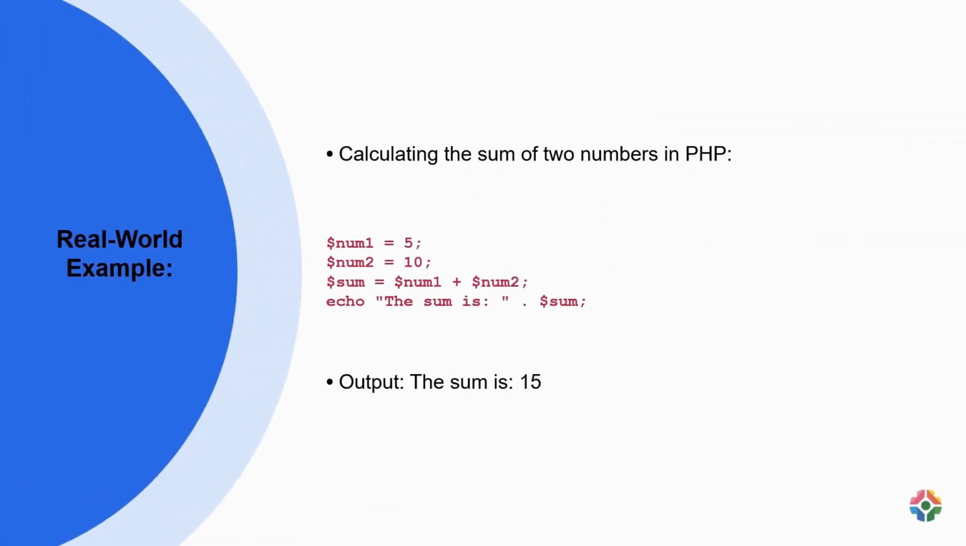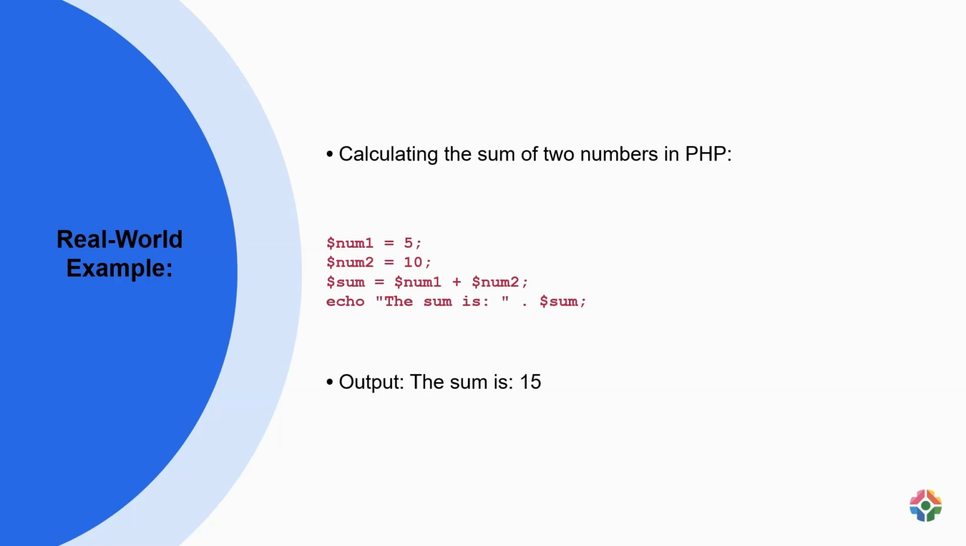To calculate the sum of two numbers in PHP, you can assign the numbers to variables, num1 and num2 in this case, add them together, sum equals num1 plus num2, and then display the result using echo. For instance, if num1 is 5 and num2 is 10, the sum would be 15, as shown in the example code.